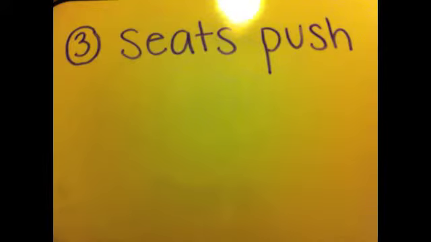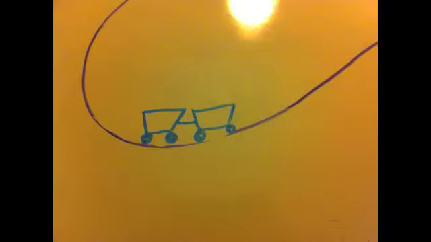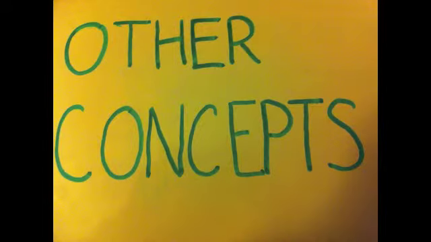The seats push back on the riders, creating an equal and opposite reaction as the riders push back on the seat. This happens especially on the curves. Let's talk about some other concepts besides those that apply to roller coasters.